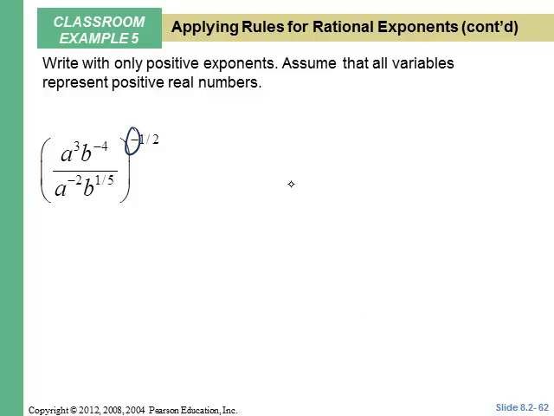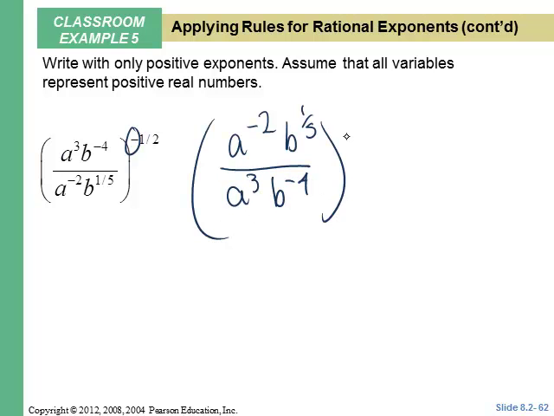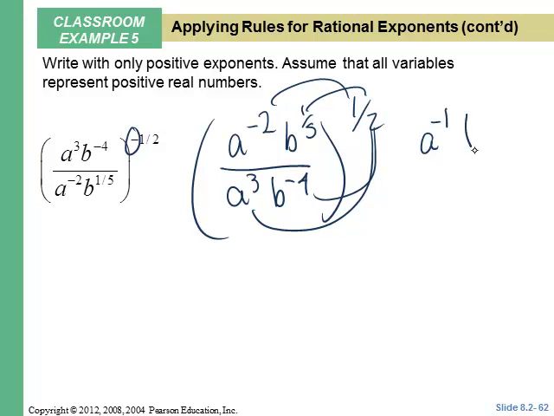Okay, this one tells us to switch them, so I'm going to do that right away. A to the negative 2, b to the 1/5 over a cubed, b to the negative 4th, to the positive 1/2. Now I'm going to put this into each one of these spots. Half of negative 2 is negative 1. 1/5 of 1/2 is 1/10, over a to the 3/2, b to the negative 2.